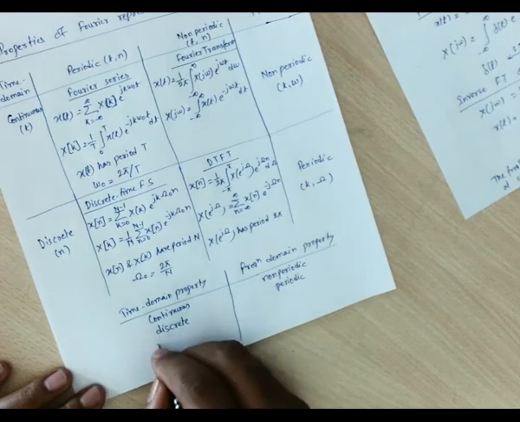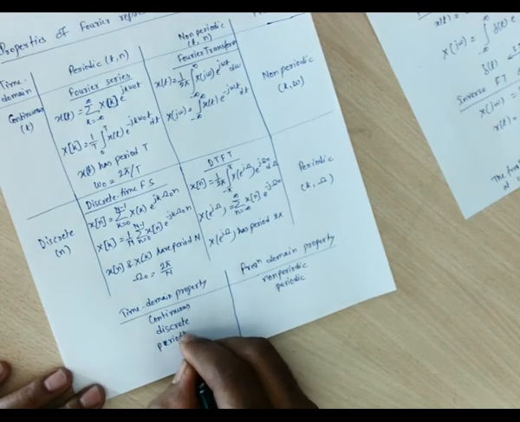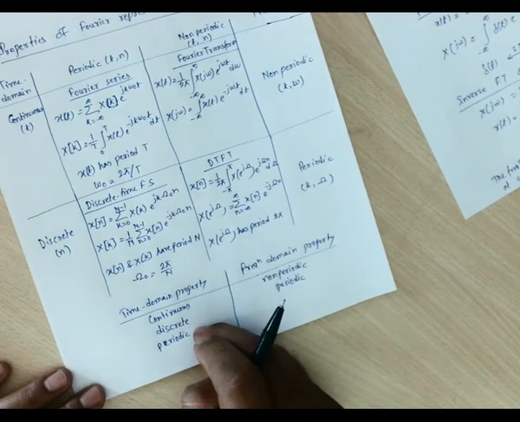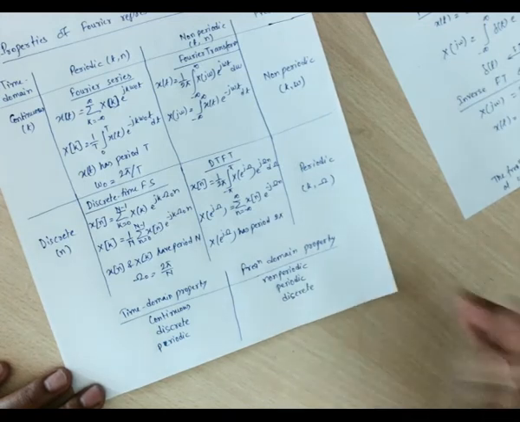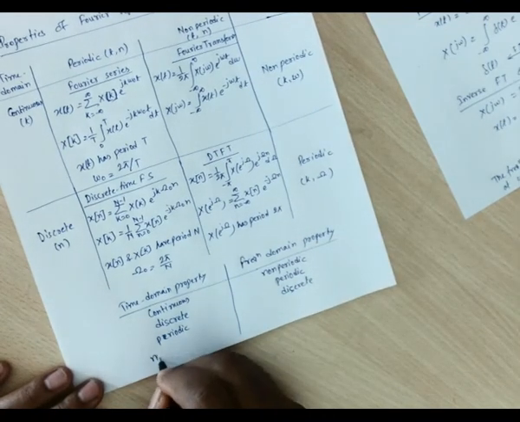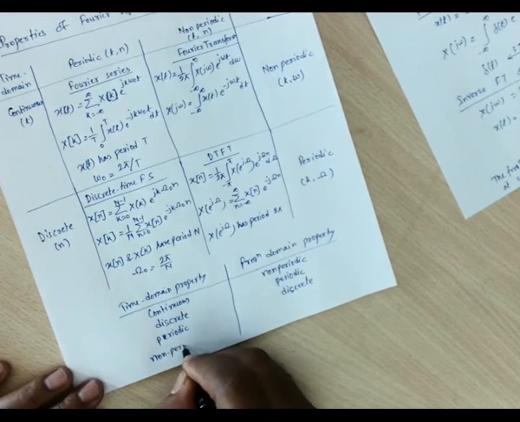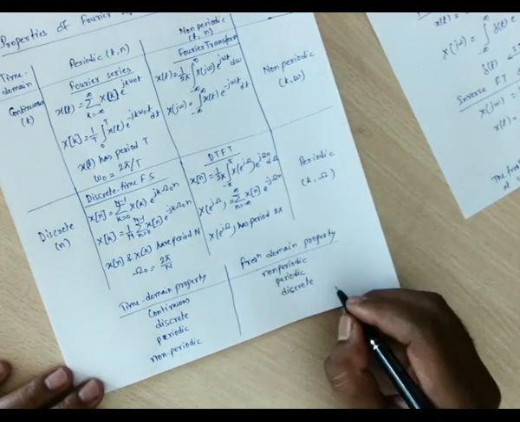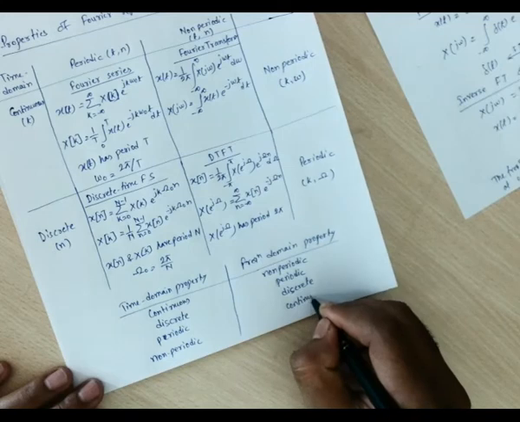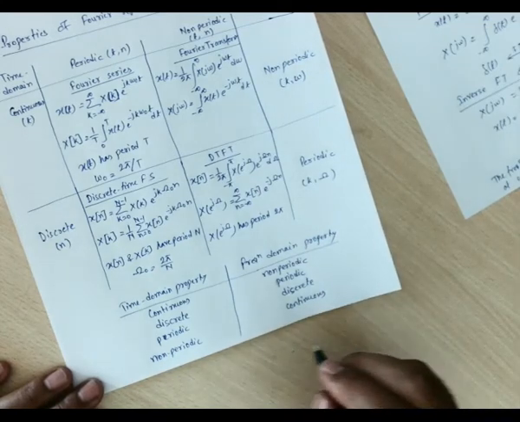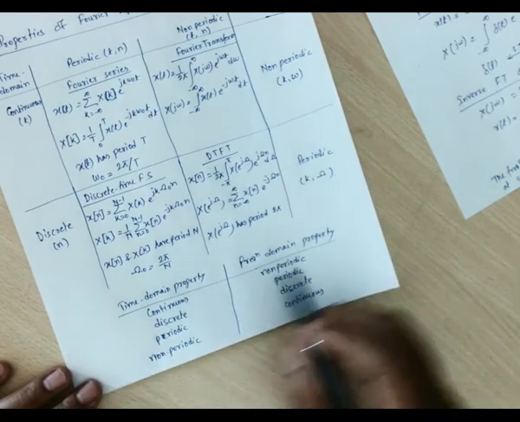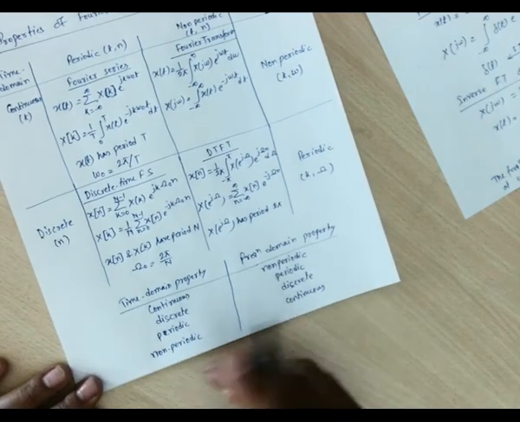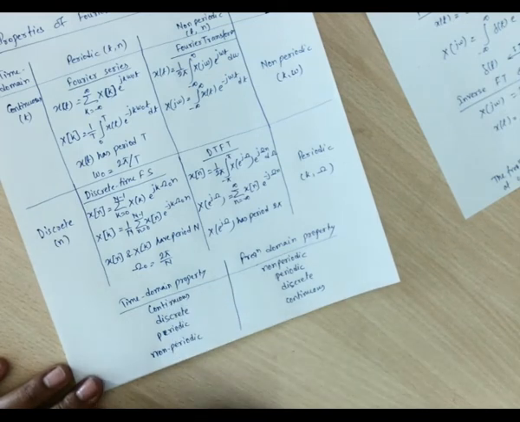Next, a periodic signal in the time domain will be discrete in the frequency domain. Same, a non-periodic signal will be continuous in the frequency domain. So what is that? A signal which is continuous in time domain will be non-periodic in the frequency domain. A signal which is discrete in the time domain will be periodic in the frequency domain.